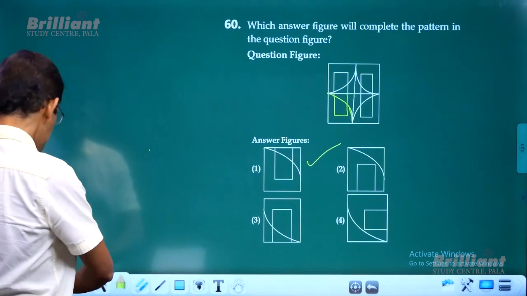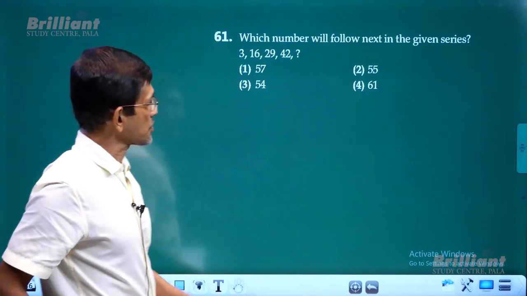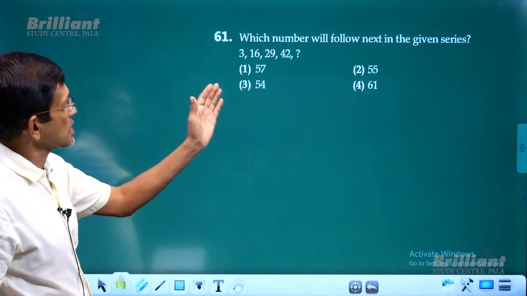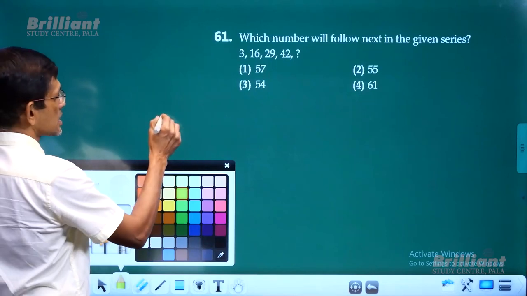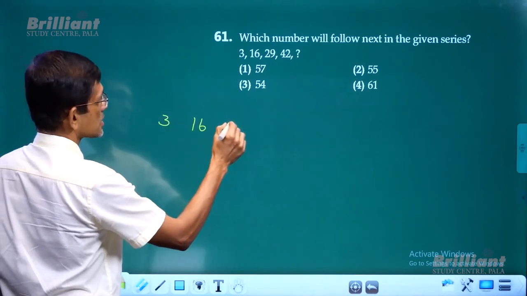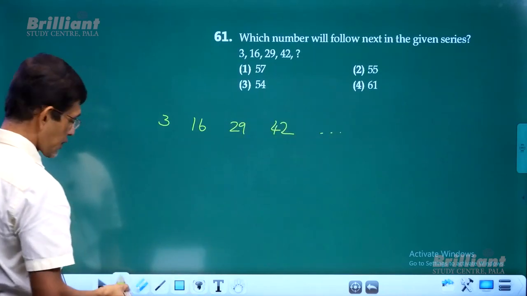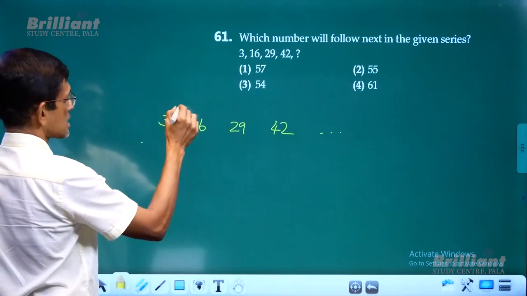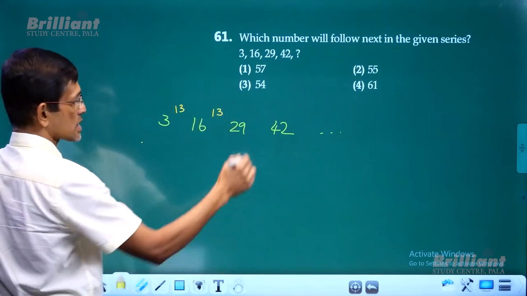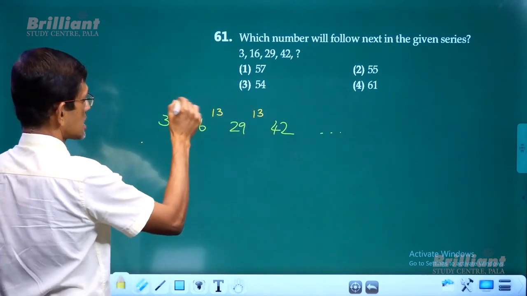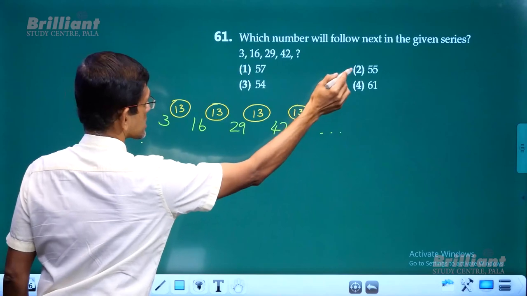All right, so next one. Which number will follow next in the given series? Okay, so that's a number series question. 3, 16, 29, 42. Seems like a straightforward question. Let's look at it. What are the differences here? 3 plus 13 is 16. 16 plus 13 is 29. 29 plus 13 is 42. So 13, 13, 13. So next one, 42 plus 13. That would be 55. So that is the answer.